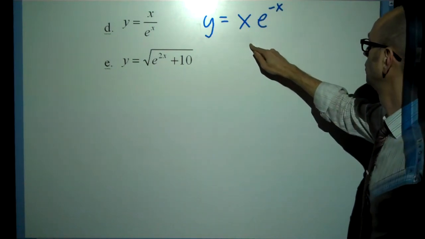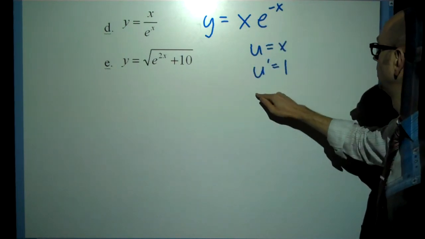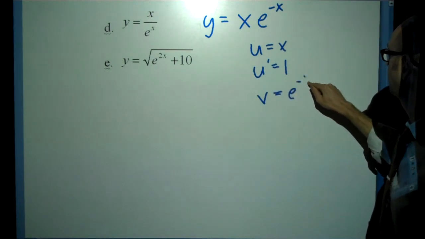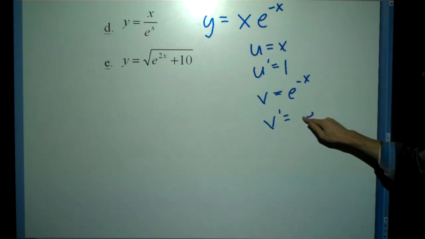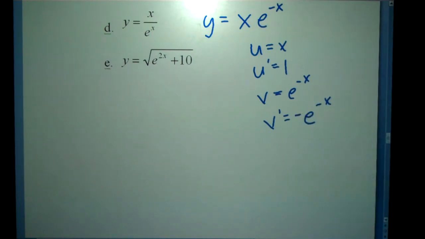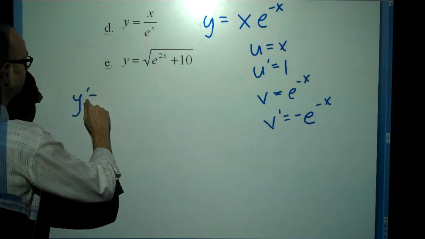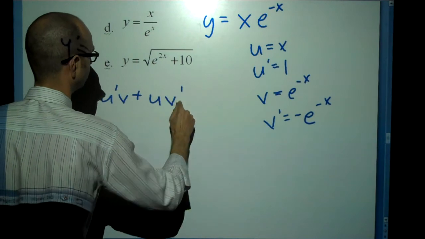That would mean that our u is equal to x, u prime is just going to be equal to 1, v is going to be equal to e to the negative x, and v prime is going to be equal to e to that stuff times the derivative of that stuff, which is negative 1, or negative e to the negative x. Alright, so then we put it all together with our product rule. Y prime is equal to the derivative of u times v plus u times the derivative of v.